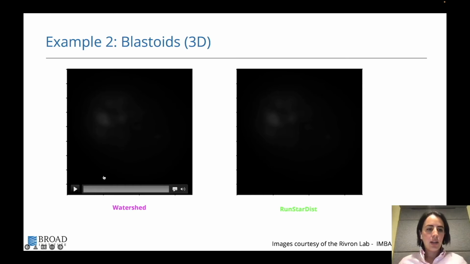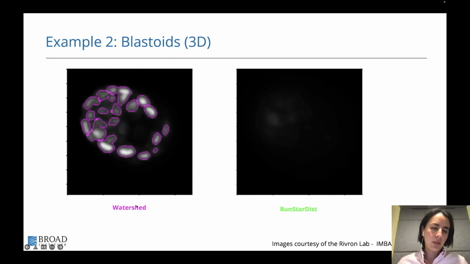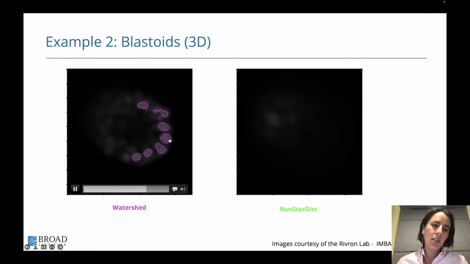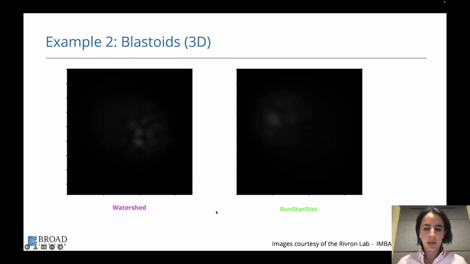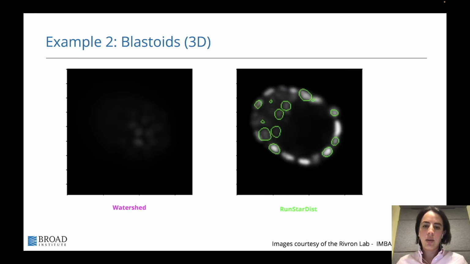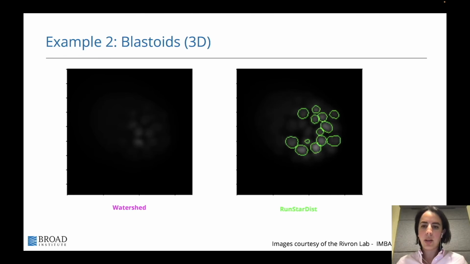In this case, like I said, using watershed, we had some problems of under-segmentation as well as over-segmentation of some of the images, and when we had that drop in fluorescence intensity, we saw that the watershed was not performing as well, and we missed some of those objects. But with RunStardist, we do see an improvement. It's really picking up the nuclei within the cell and within the blastoid, and it's not having any problem with that decrease in fluorescence intensity.